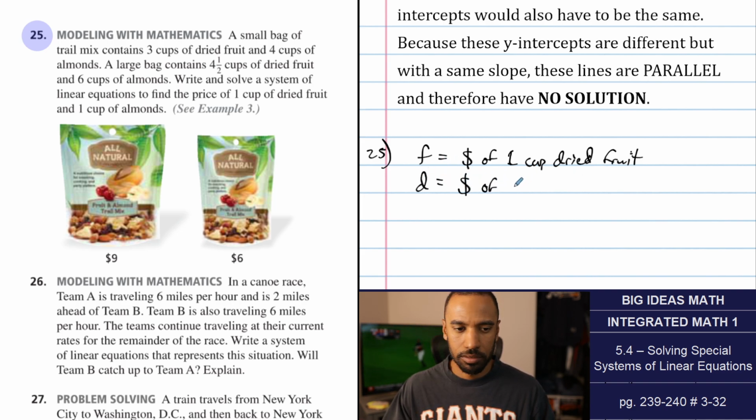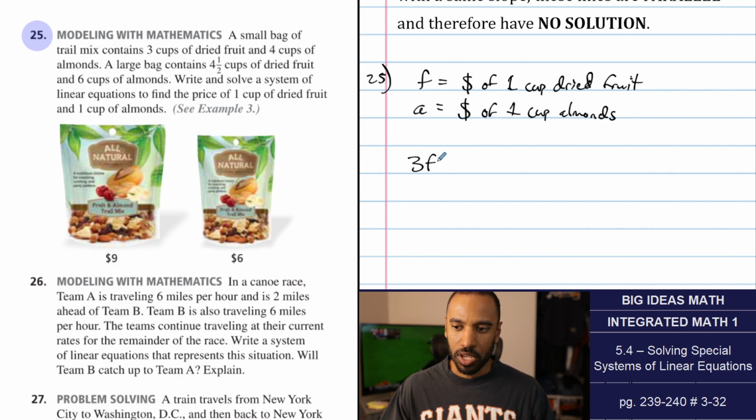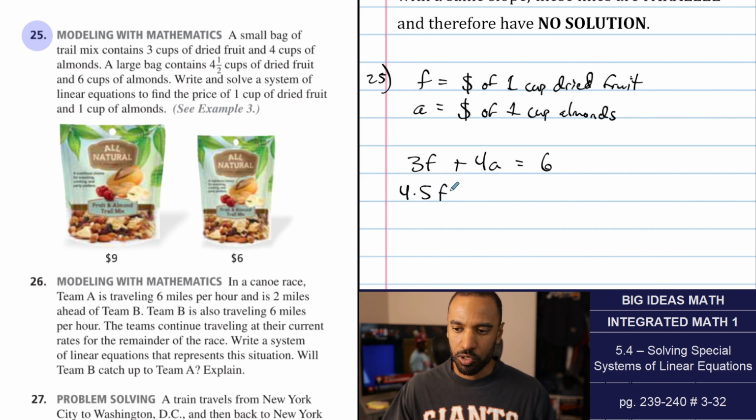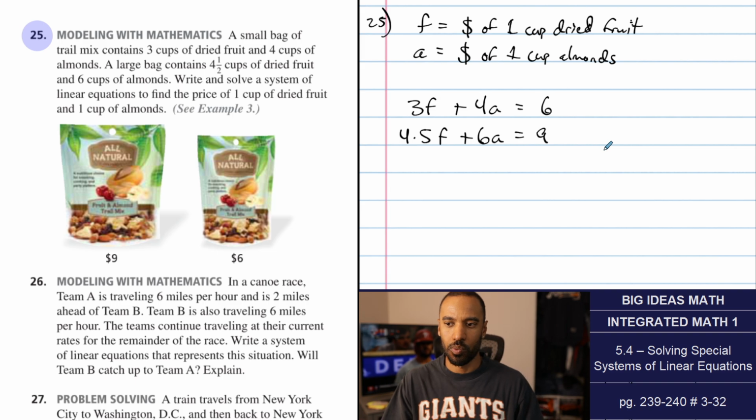Cost of, wait, D, I want A. Cost of 1 cup almonds. Okay. When there are 3 cups of dried fruit and you multiply by the cost per cup, and 4 cups of almonds and multiply the cost per cup, and this is for a small bag, that'll equal $6 total. Dollars plus dollars equals dollars. And this other one has 4.5 cups of dried fruit plus 6 cups of almonds. So 6 cups times the cost per, and that's $9 right here. So this is our setup. They said write and solve a system of linear equations. So there it is written.